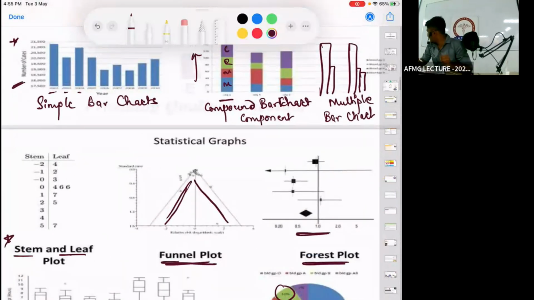Then two things are left over here. If I have a graph like this and the number of frequencies are varying, what is this? This is a line diagram.